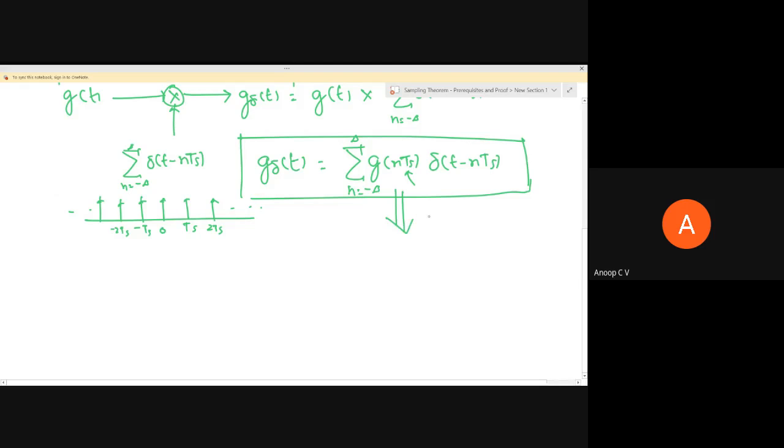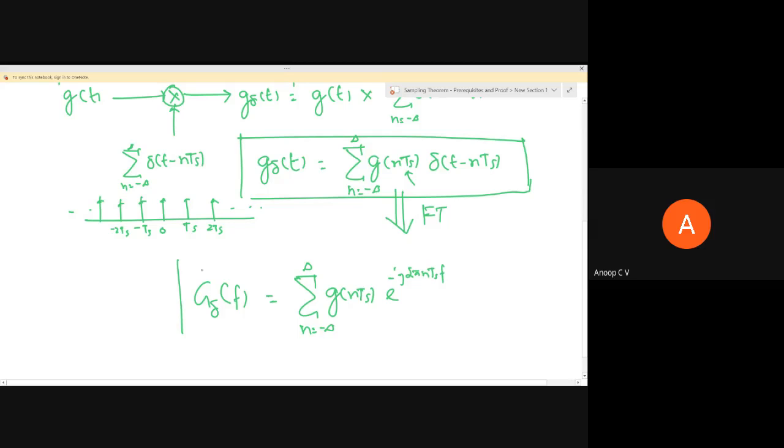If I'm directly taking the Fourier transform of this, as we discussed in the last class, then this g delta of t has a Fourier transform g delta of f, equal to the summation over n from minus infinity to infinity of g of nTs, which are scalar constants, times the Fourier transform of delta of t minus nTs, which is e to the power minus j 2 pi n Ts f.